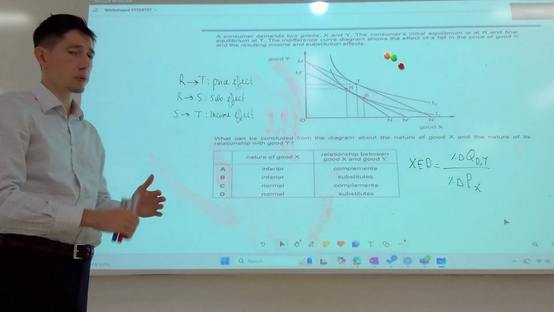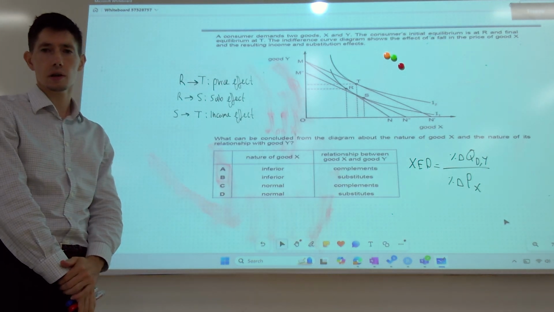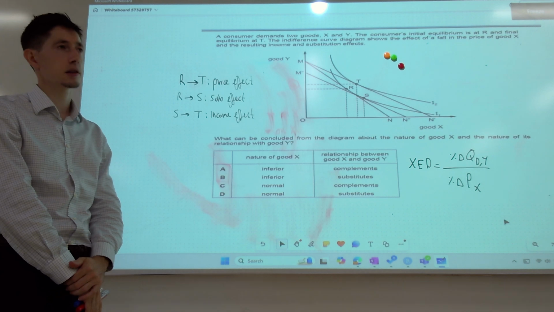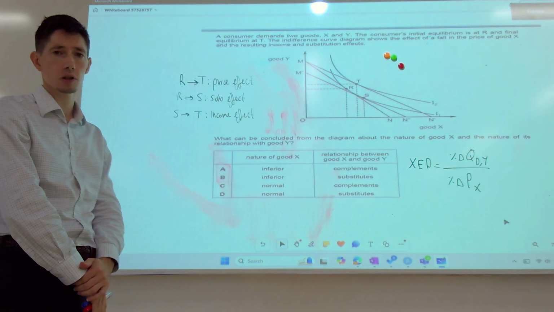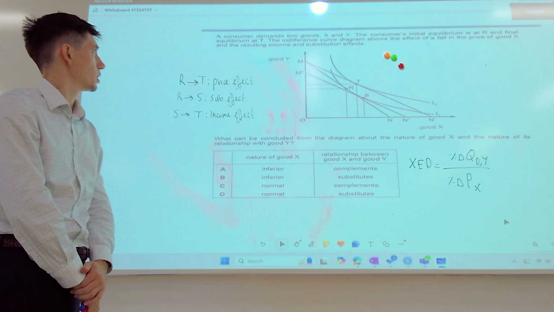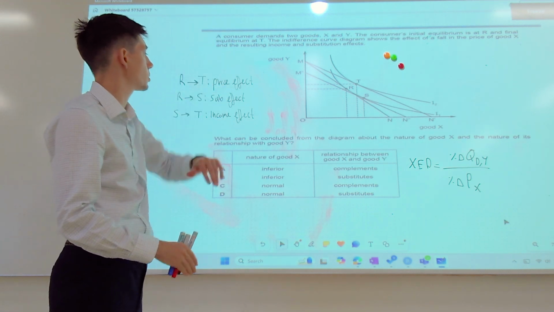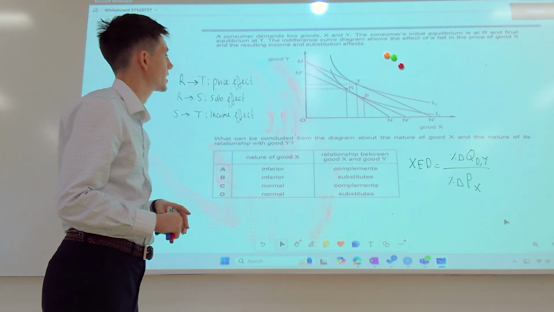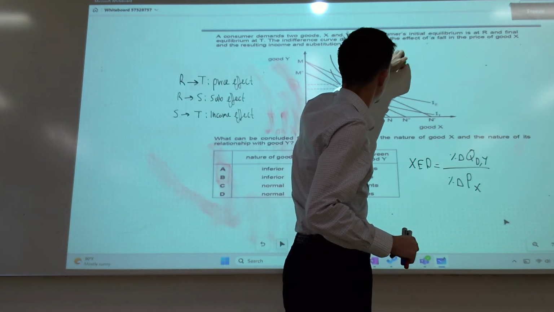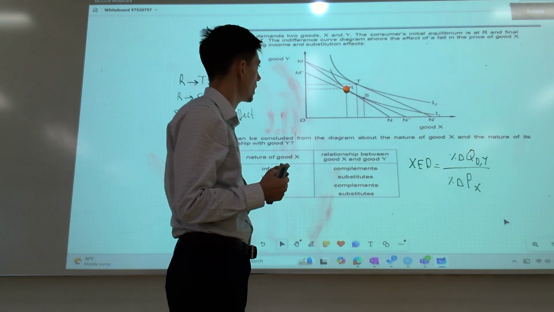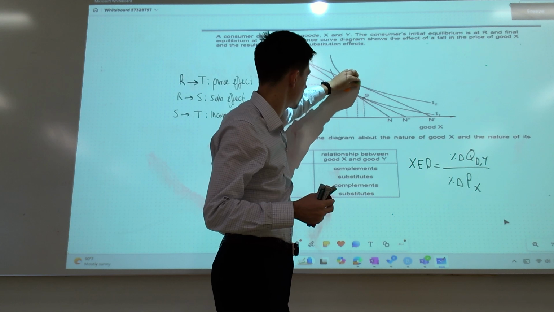Okay, so in this video we're going to explore how we can use our indifference curve and budget line analysis and our knowledge of substitution and income effects to solve a multiple choice question. So we are told that the consumer is demanding two goods. The initial equilibrium is at point R, and then the final equilibrium is at point T.